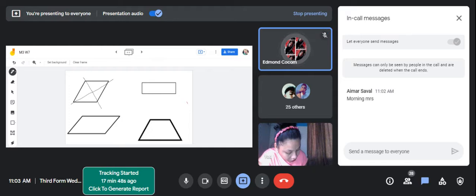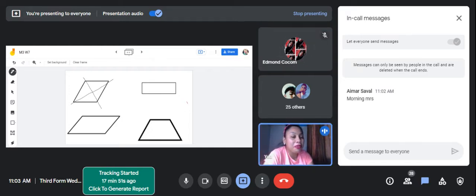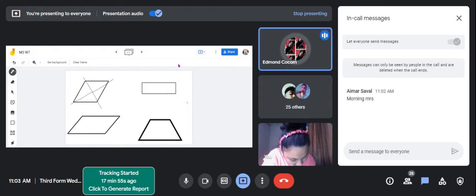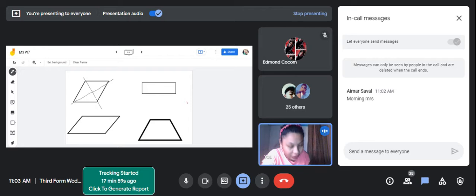The rhombus, miss? Why the rhombus? Because it formed a 90 degrees, miss, the right angle. Okay, your answer is correct. The answer is the rhombus.